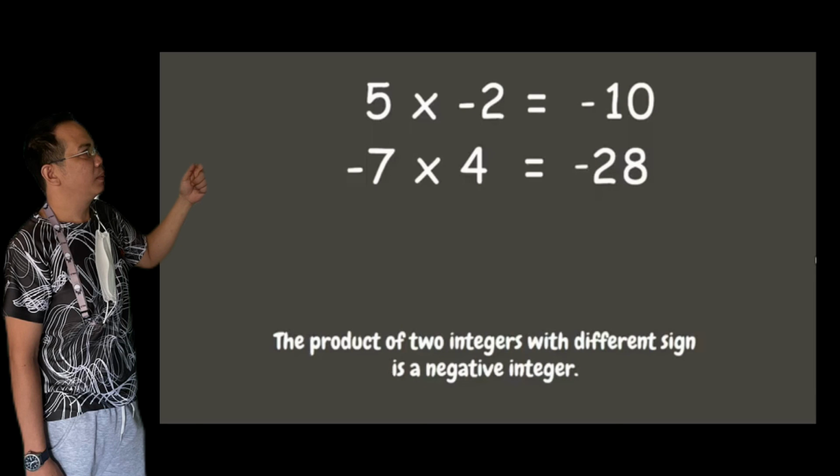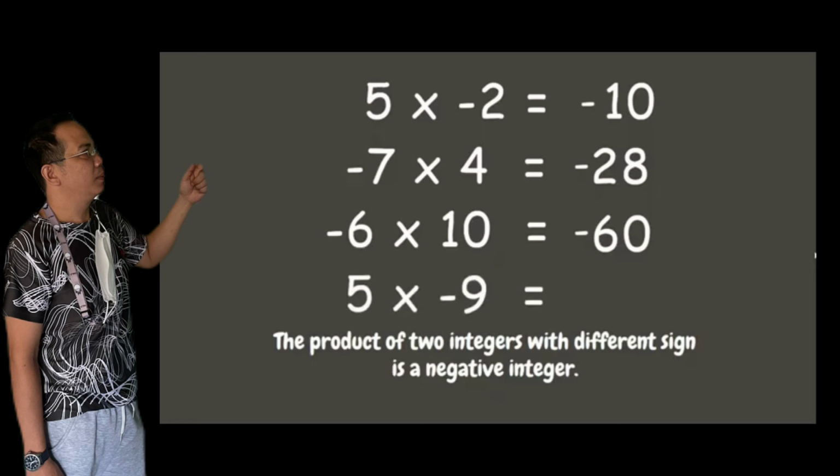Next one, we have negative 6 times positive 10. 6 times 10 is 60. And since they have different sign, the answer is negative. For our final example, we have here positive 5 times negative 9, which is 45. And again, since they have different sign, the answer must be negative. Wonderful!